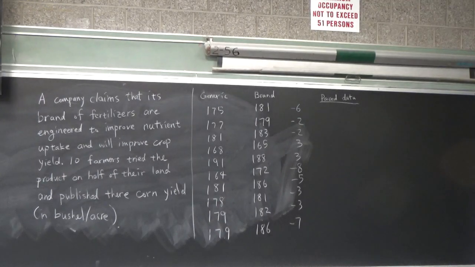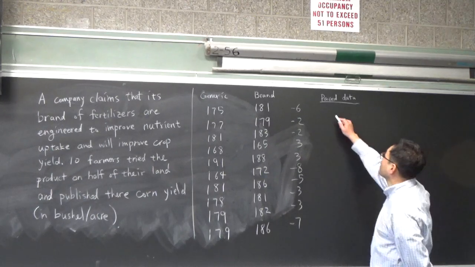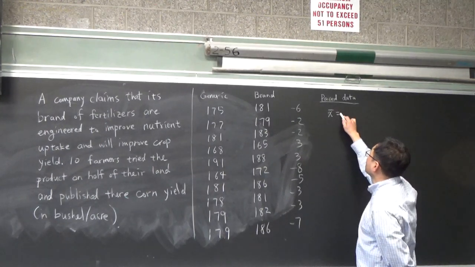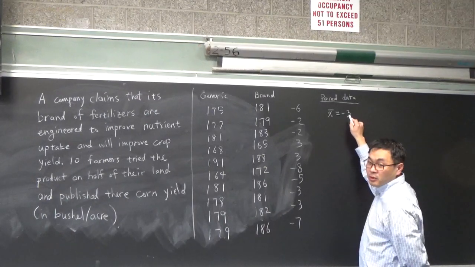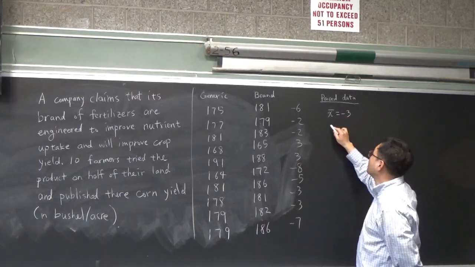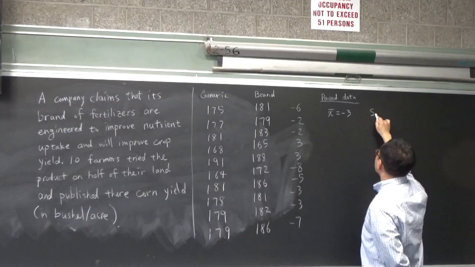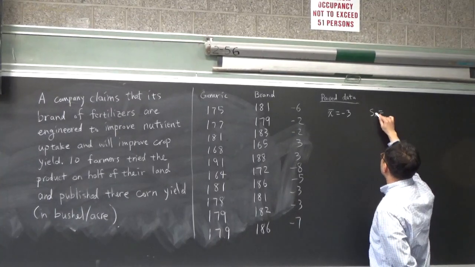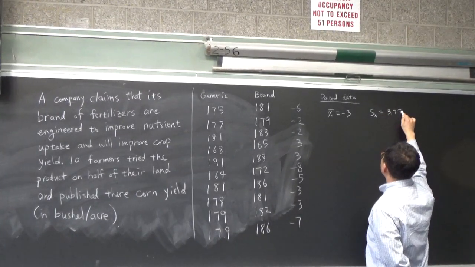So once you do the one variable statistics, tell me what you get as the average. X bar is -3. Just negative, just -3. And what's Sx? 3.771.